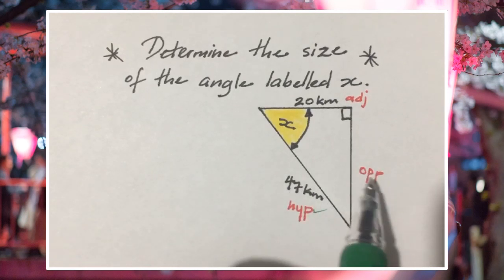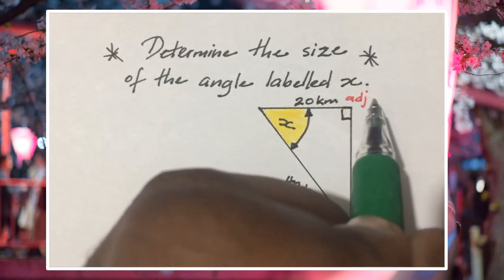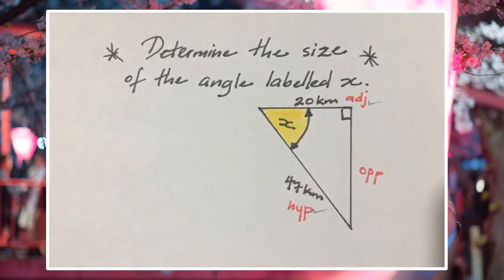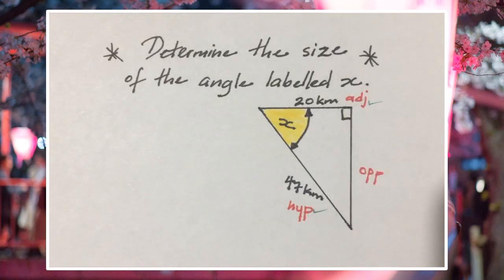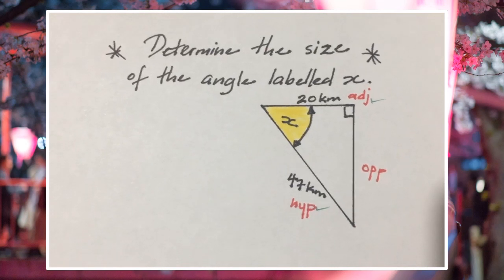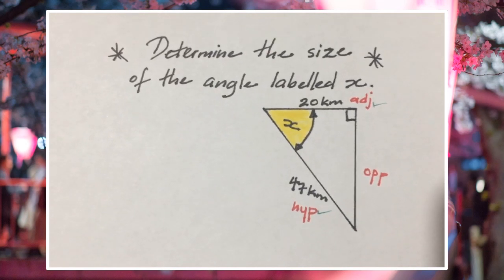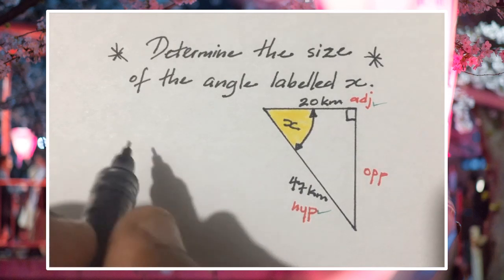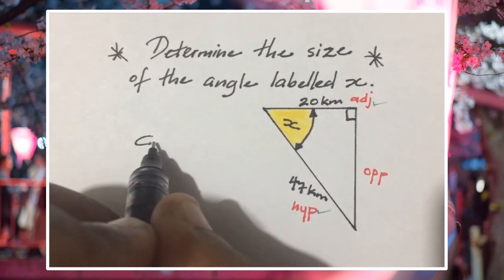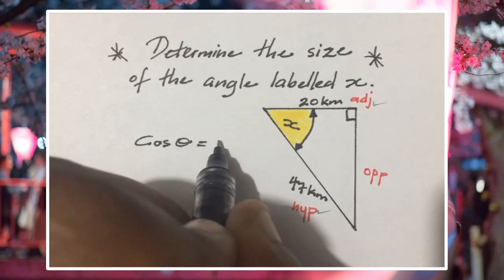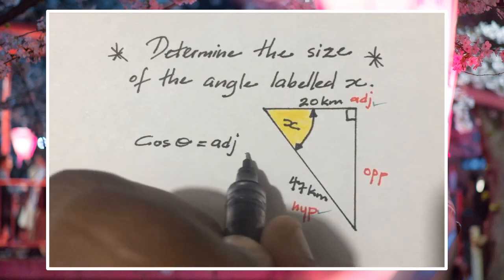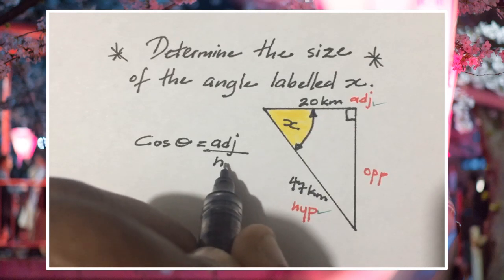There's no measurement for the opposite, so we can't use the ratio of the opposite. But there's a measurement for the adjacent. So the ratio we use must have both the adjacent and the hypotenuse. Remember which ratio has those two? So it's going to be cosine. So cosine of an angle is equal to the adjacent divided by its hypotenuse.